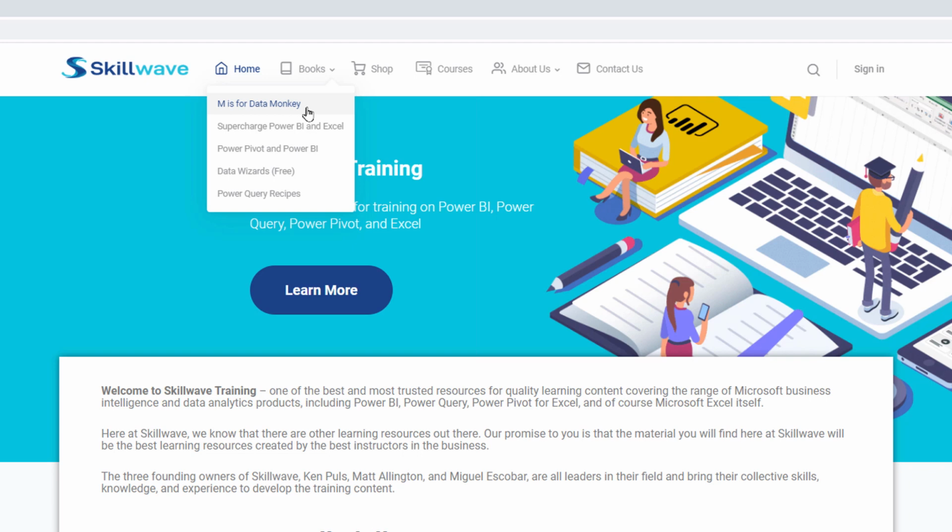So M is for Data Monkey was written by Ken and Miguel. The book Supercharged Power BI and also the Excel version is my book, which will teach you about the DAX language. Power Pivot and Power BI is a book written by Rob Collie and Avi Singh, and that's also a great resource. In fact, all three of these books have the same publisher, which happens to be Bill Jelen, also known as Mr. Excel, and Bill Jelen is the publisher for all of us in these three books.